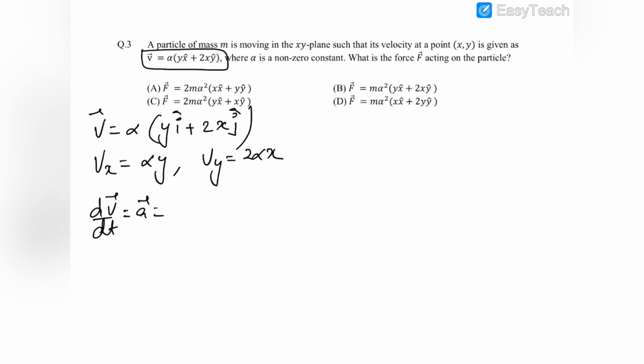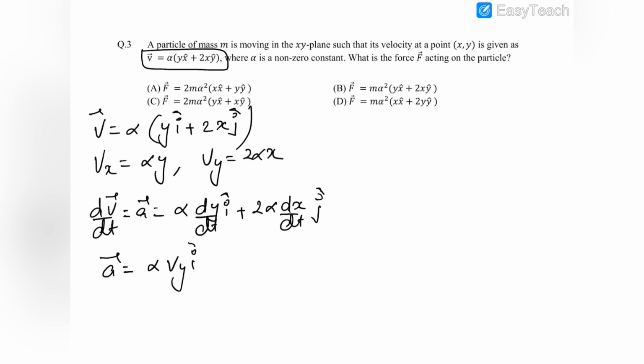and dv by dt will be alpha dy by dt i cap plus 2 alpha dx by dt j cap. So a would be equal to alpha vy i cap plus 2 alpha vx j cap. Now we can substitute the values of vx and vy. So a would be equal to 2 alpha square x i cap, and b would be equal to 2 alpha square y j cap.